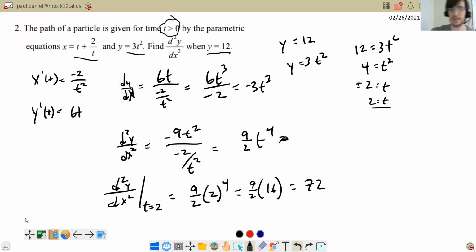Okay, this is just kind of a brief look at taking a second derivative. It's really just this one extra step in here that people tend to forget.